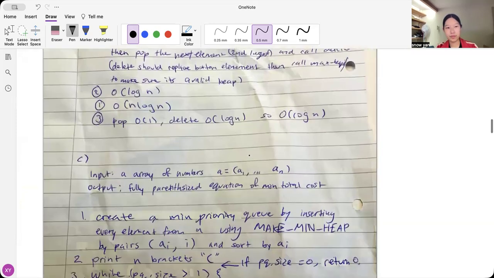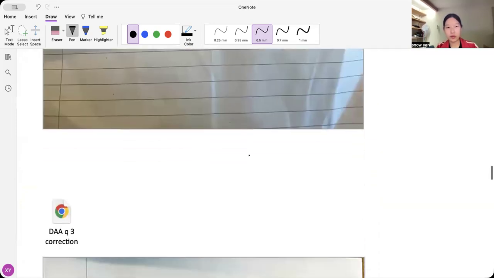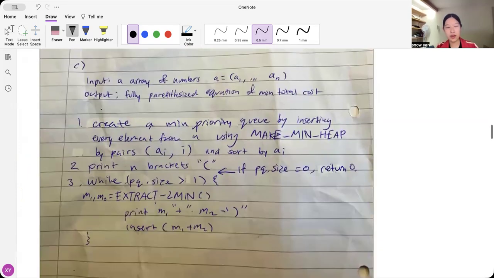By the time it gives that hint, I think it's pretty straightforward. Let's just go through what I did for part C. Where is my part C? Okay, here. So basically, I would have an input, which is my input array, and then my output is a fully parenthesized equation of the minimum cost.